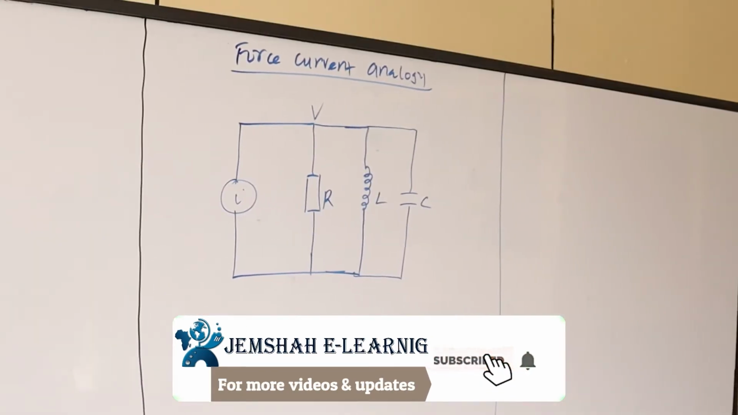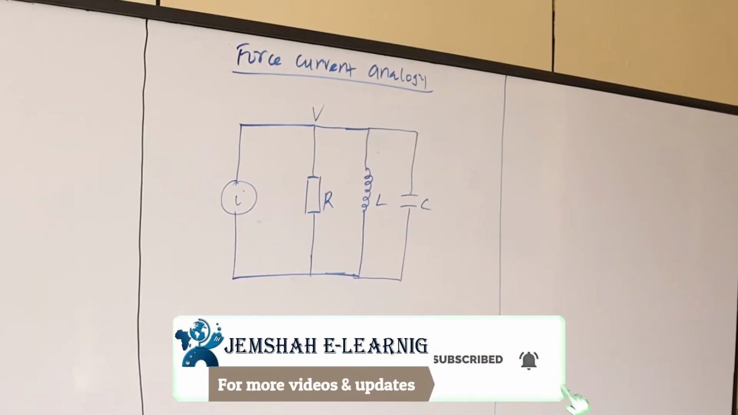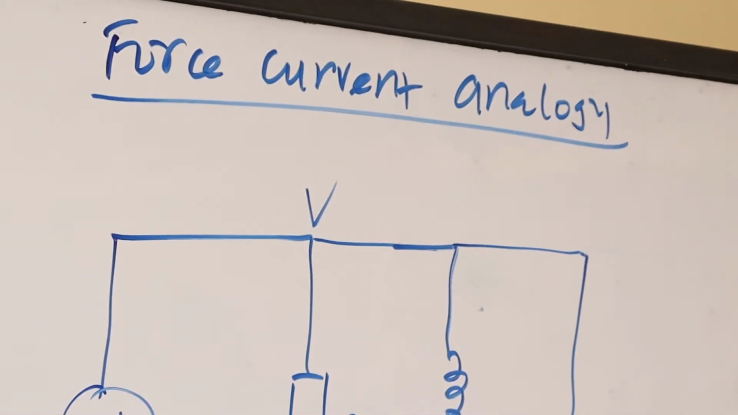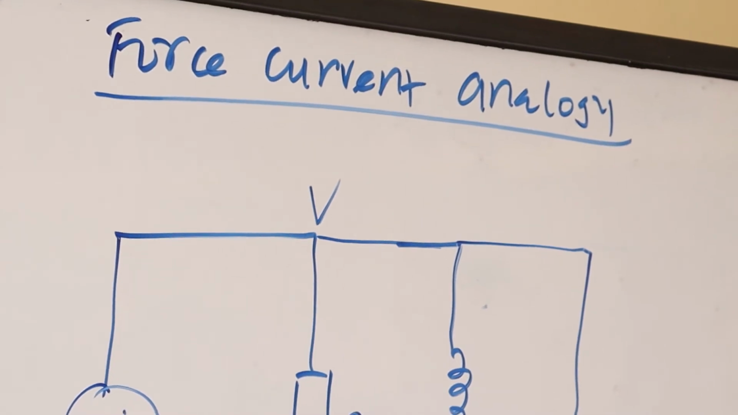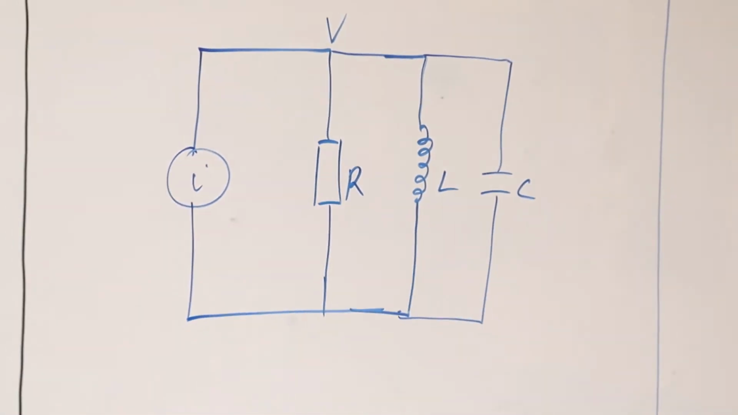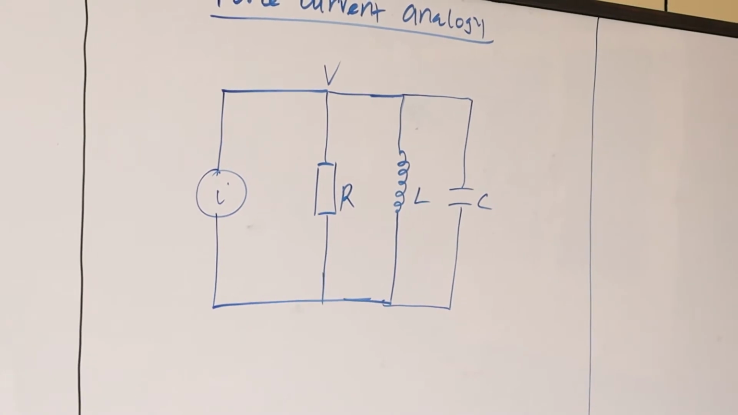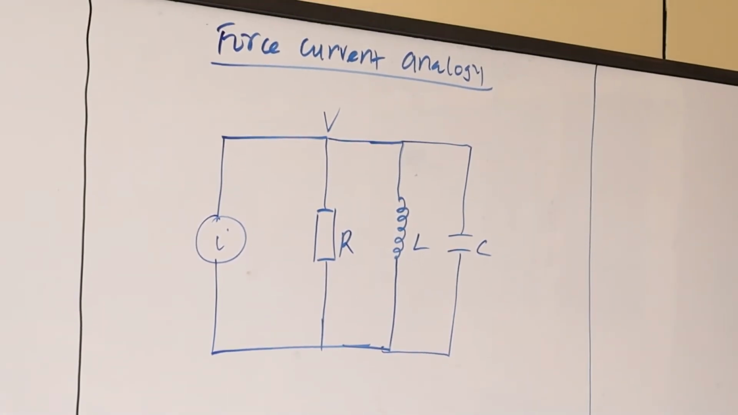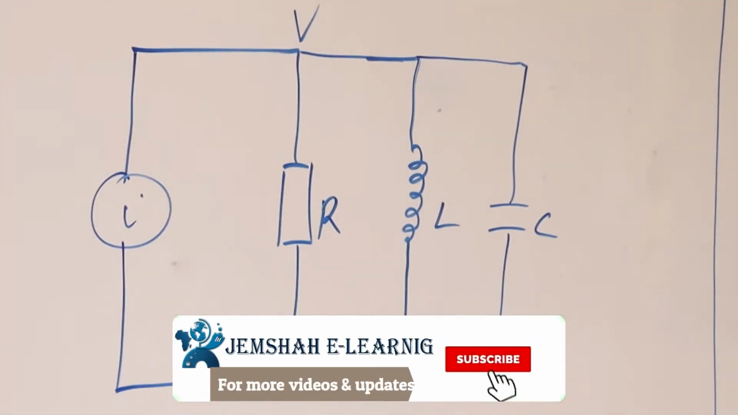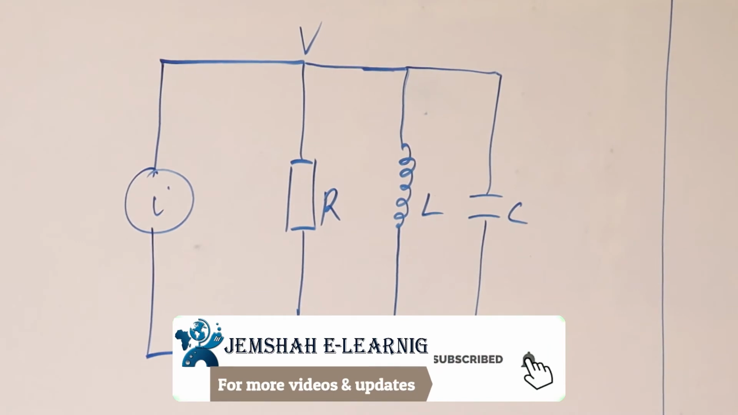The next one that we are going to look at is the force-current analogy, and this is still under the translational mechanical systems and the electrical systems. When you talk about the force-current analogy, the mathematical equations of the translational mechanical systems are compared with the nodal equations of the electrical systems. We can consider the electrical system shown in the figure on the board. This circuit consists of a current source, a resistor, an inductor, and a capacitor, all connected in parallel.